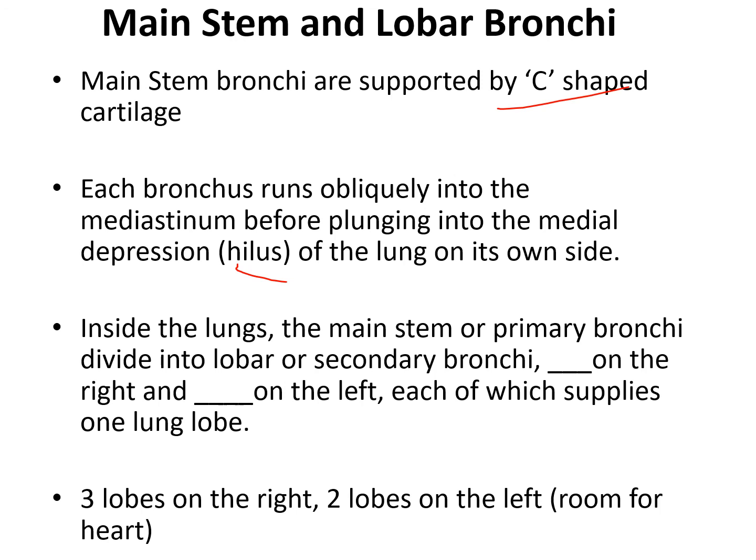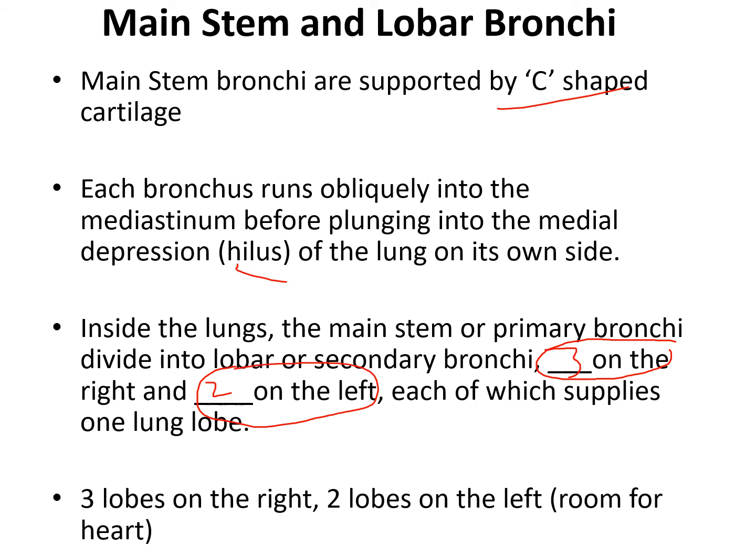So the mediastinum is where the esophagus, like I said, the trachea, the phrenic nerves, the lymph nodes, the thymus gland, all that stuff's going to be in that mediastinal area. Okay, so the next bullet point there, inside the lungs, the main stem or primary bronchi divide into lobar or secondary bronchi. So you have 3 on the right and 2 on the left, which supplies the lobes, which should tell you then that you have 3 lobes on the right and 2 lobes on the left.